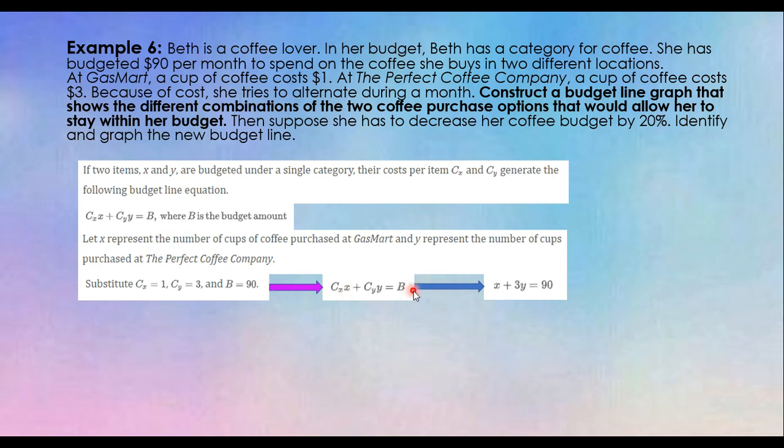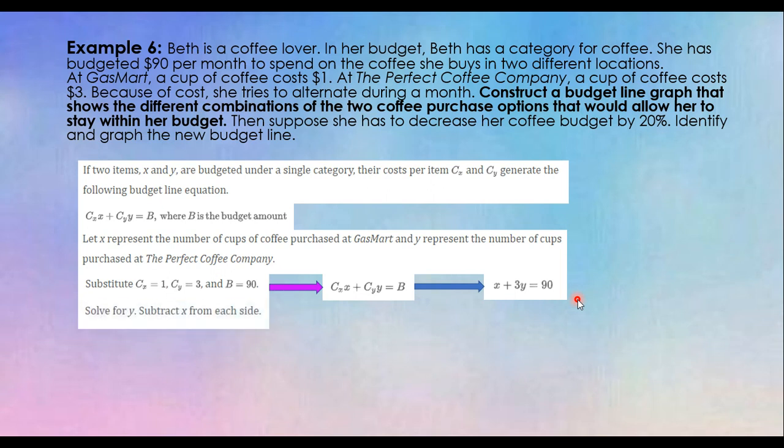I have my equation, and plugging them in, I get 1 times X is just X, plus 3 times Y equals 90. So I get X plus 3Y equals 90. Easy enough. It's literally easier than you think. This kind of makes it seem a little bit more dramatic than it is, but it's really not too difficult.